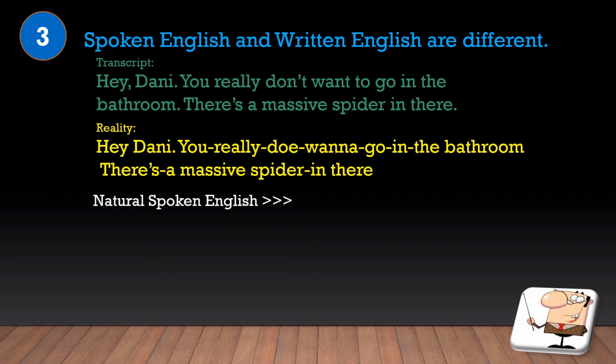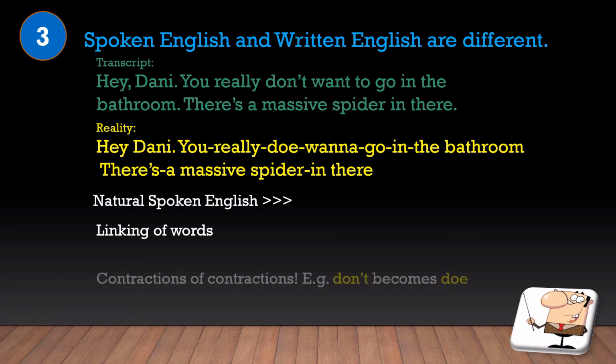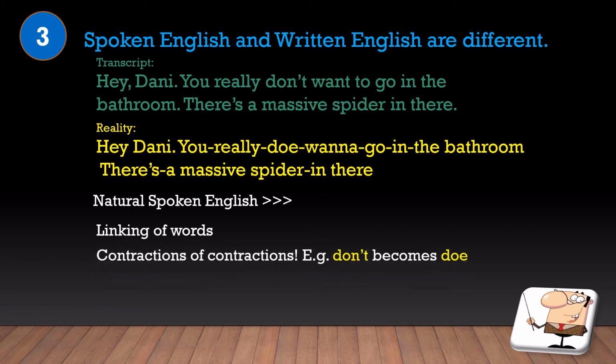Natural, informal spoken English has a number of features that make it quite hard to understand. Firstly, we link the words or run words together. For example, you really don't want to go in the bathroom. There are about 6 words there that are run together and they sound almost like one big long word. Quite difficult.